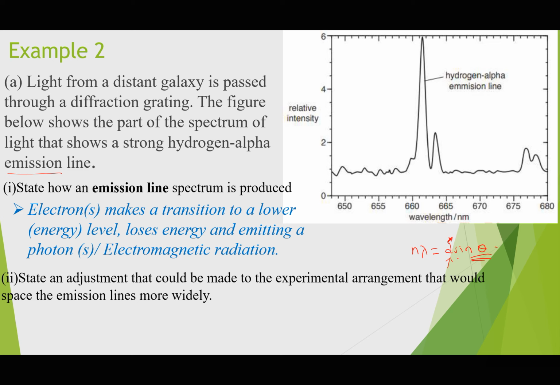So we can change it, because sine theta is inversely proportional to d. Because I want the spectral lines to be more widely spaced, I must increase the angle. So if sine theta is to increase, d must be decreased. So we are going to reduce the grating separation.